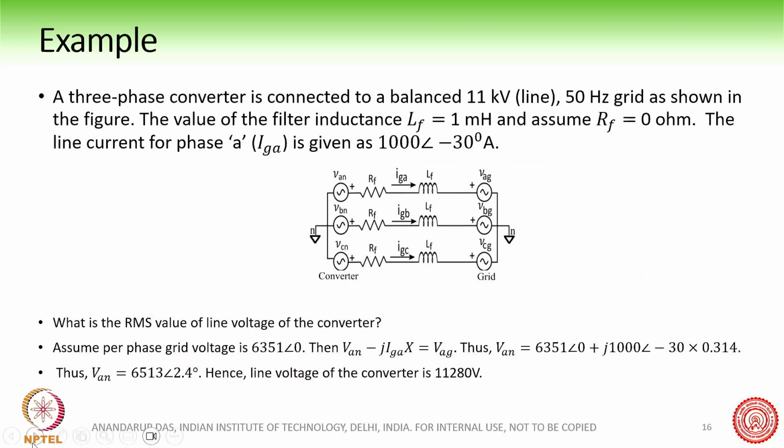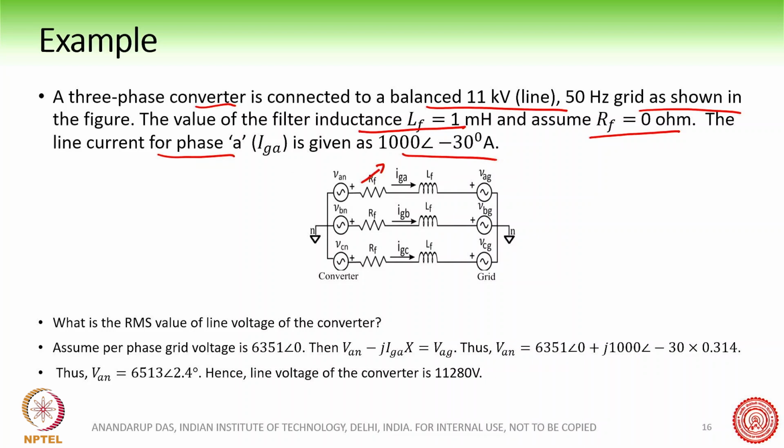And then there is a last example which we will quickly do. A three-phase converter is connected to a balanced 50 Hz line voltage as shown in the figure. The value of the filter inductance is 1 millihenry, and assume RF equal to 0. This is very similar to the previous example, but now we are considering a three-phase example. RF is negligible. The line current for phase A is given as this much.